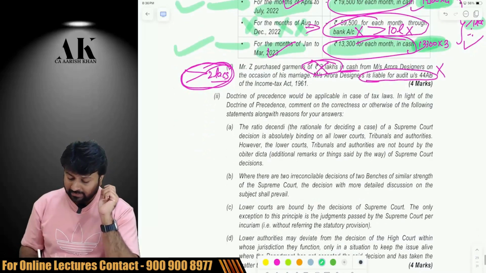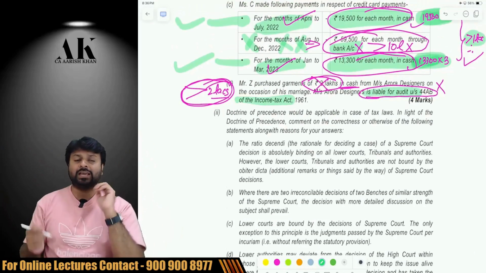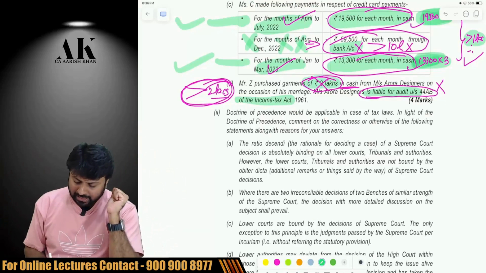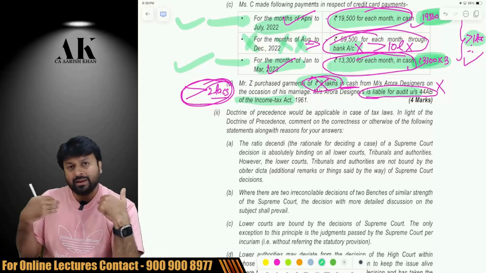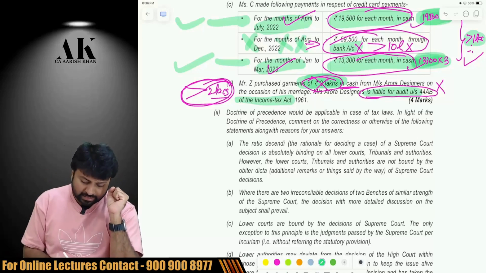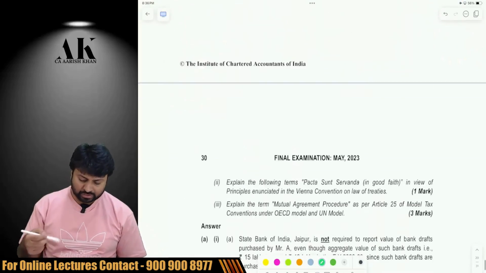Last but not least, every person who is liable for tax audit and receives more than 2 lakh rupees in cash is liable for what? SFT reporting. But in this case, I am liable for tax audit, but I am receiving exactly 2 lakh rupees in cash. Therefore, in this case, there is no need for what? SFT reporting in my case. After this, whatever question is there, that is a theory question.